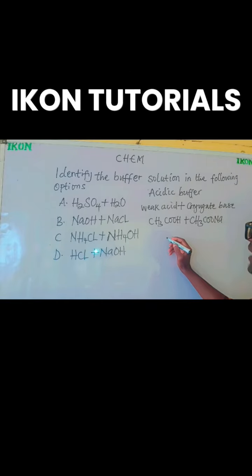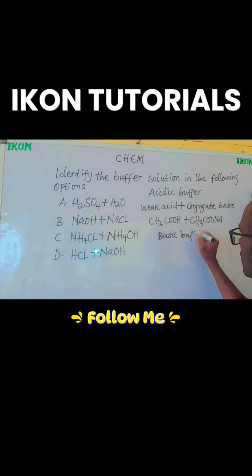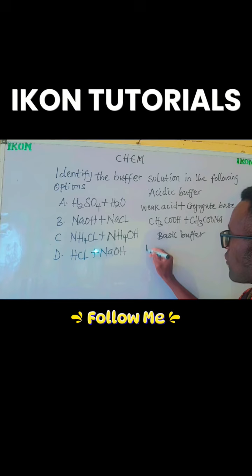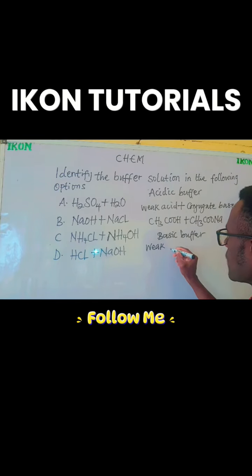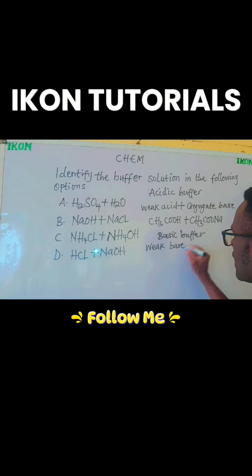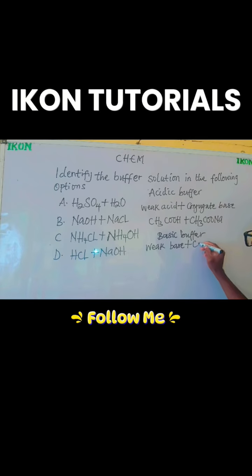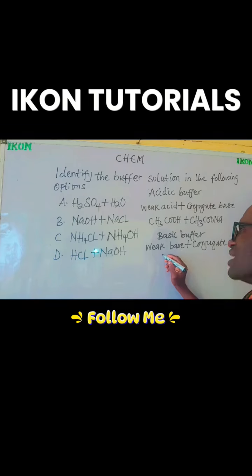There we have another type which is called basic buffer. Basic buffer is formed from a weak base and a conjugate acid. Weak base and a conjugate acid. Weak base like NH4OH. This is ammonium hydroxide.